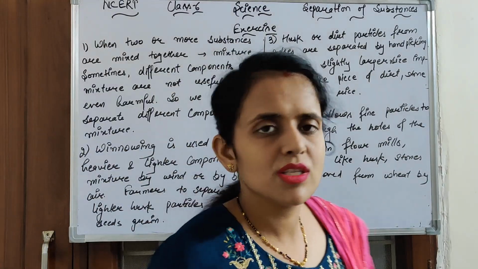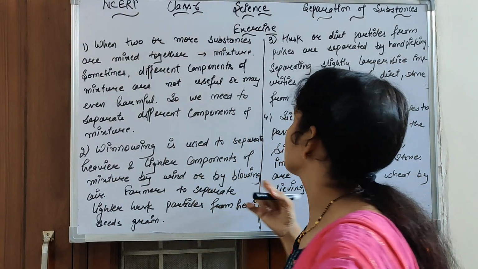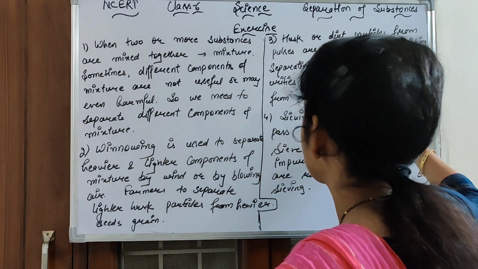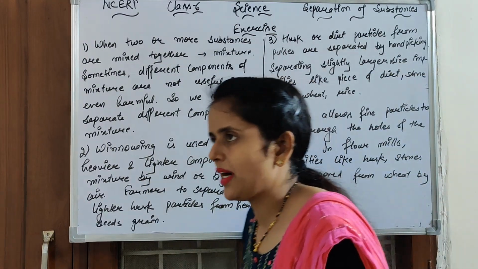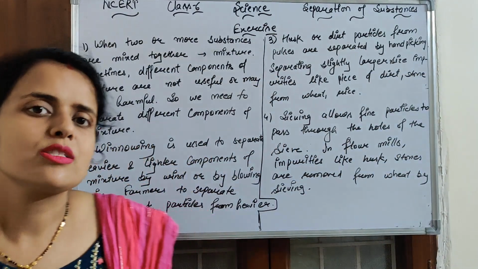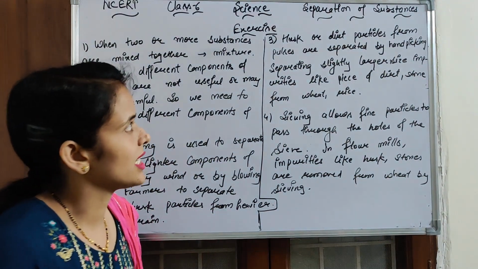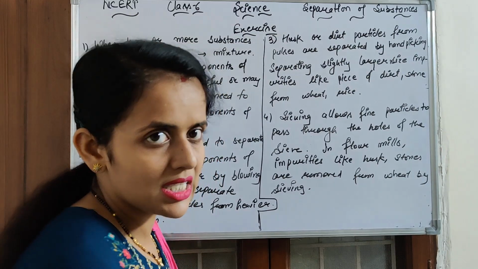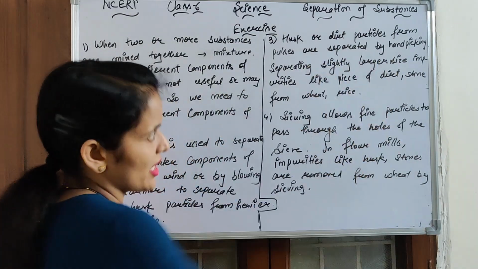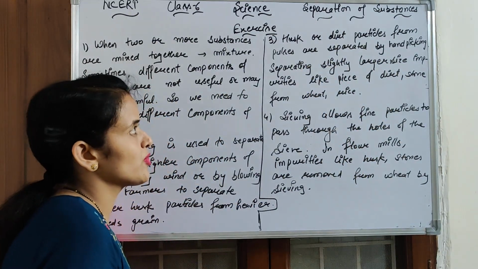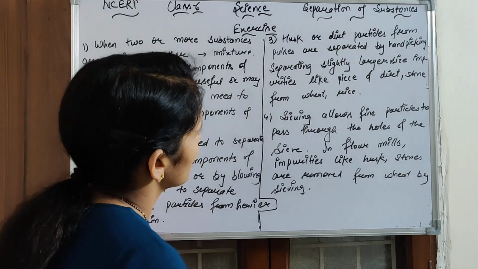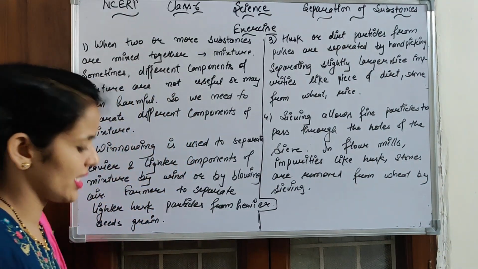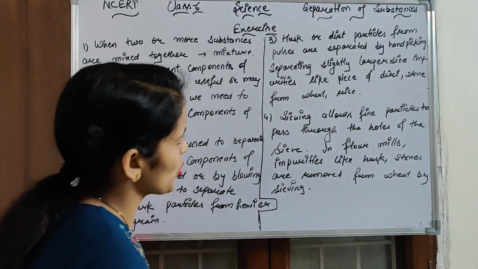If we have pulses, rice or wheat, we will separate the impurities by the hand picking method, because husk, dirt particles, stalks or stones are smaller in size, while the grains are larger in size. So there is a difference in size, and we use hand picking to remove the impurities from pulses, rice or wheat. Clear? Question number 4. What is sieving and where is it used?